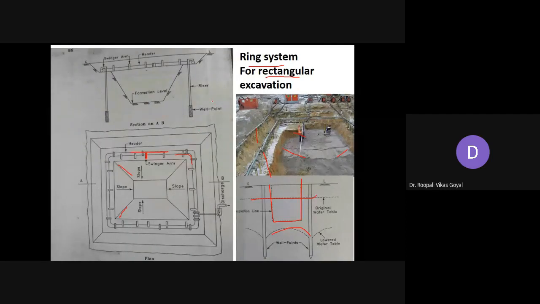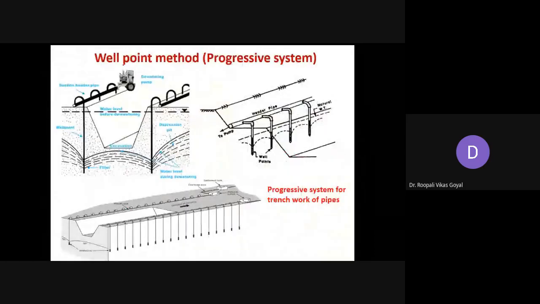So in many figures, here in the section taken at AB, this bottom portion is a well point. Then this is your riser, this is your swinger arm, and this is your header point or head point. Now this is called the well point for the progressive system. Progressive system means you have to move ahead in one direction only. So here many well point systems are shown, and this is generally for a trench for a pipeline. This is the direction of trenching. Continuously you have to go on adding all the well point systems successively, because you have to excavate in one line only, since a pipeline generally runs ahead in a linear direction.